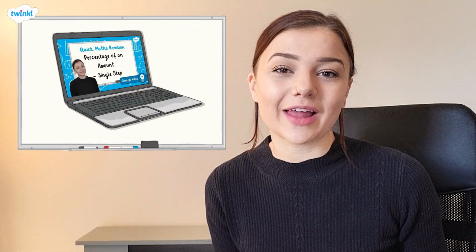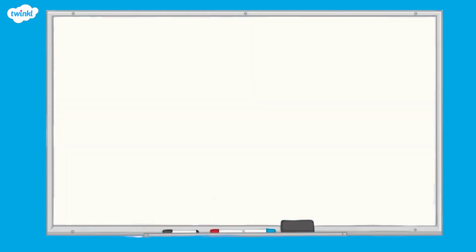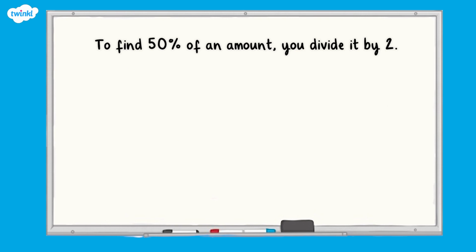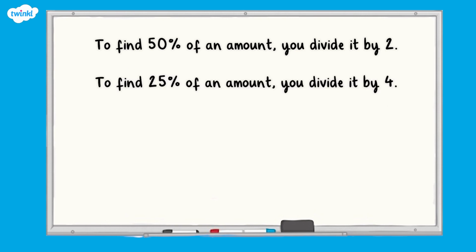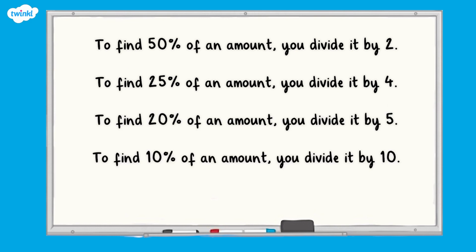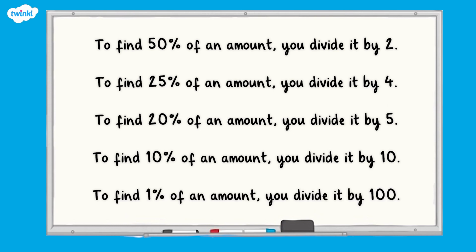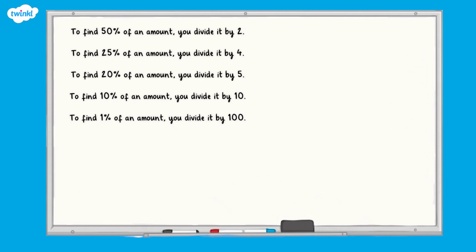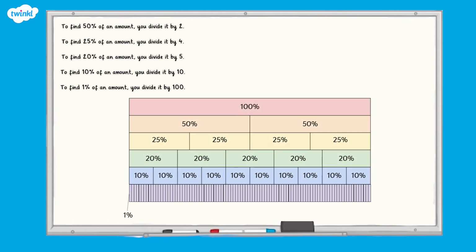In that video, we learnt how to calculate the following percentages. To find 50% of an amount, you divide it by 2. To find 25% of an amount, you divide it by 4. To find 20% of an amount, you divide it by 5. To find 10% of an amount, you divide it by 10. And to find 1% of an amount, you divide it by 100. Here is a visual representation of how each of these percentages relate to 100% or one whole.